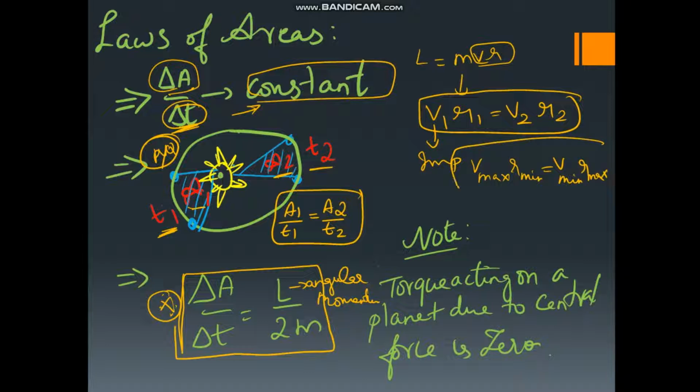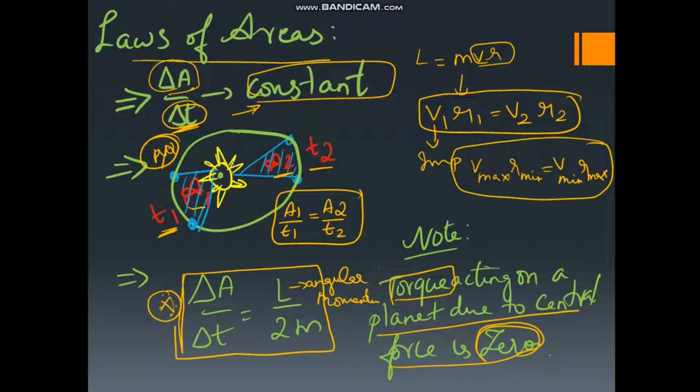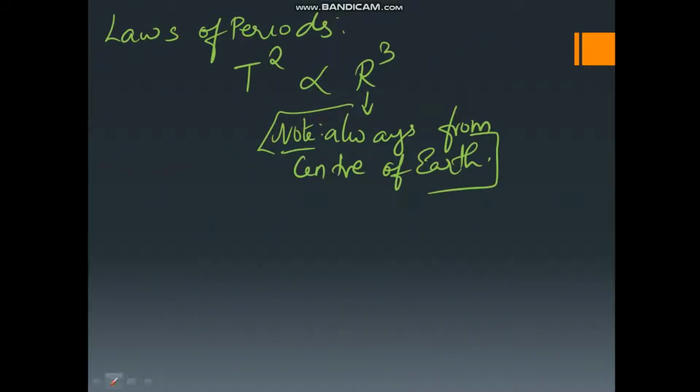V is velocity, R is the radius of the orbit or distance. So this is the important formula. And the torque acting on the planet due to the central force is 0. This is also stated by the law of area. These are all the important points in Kepler's law of area from the exam point of view.